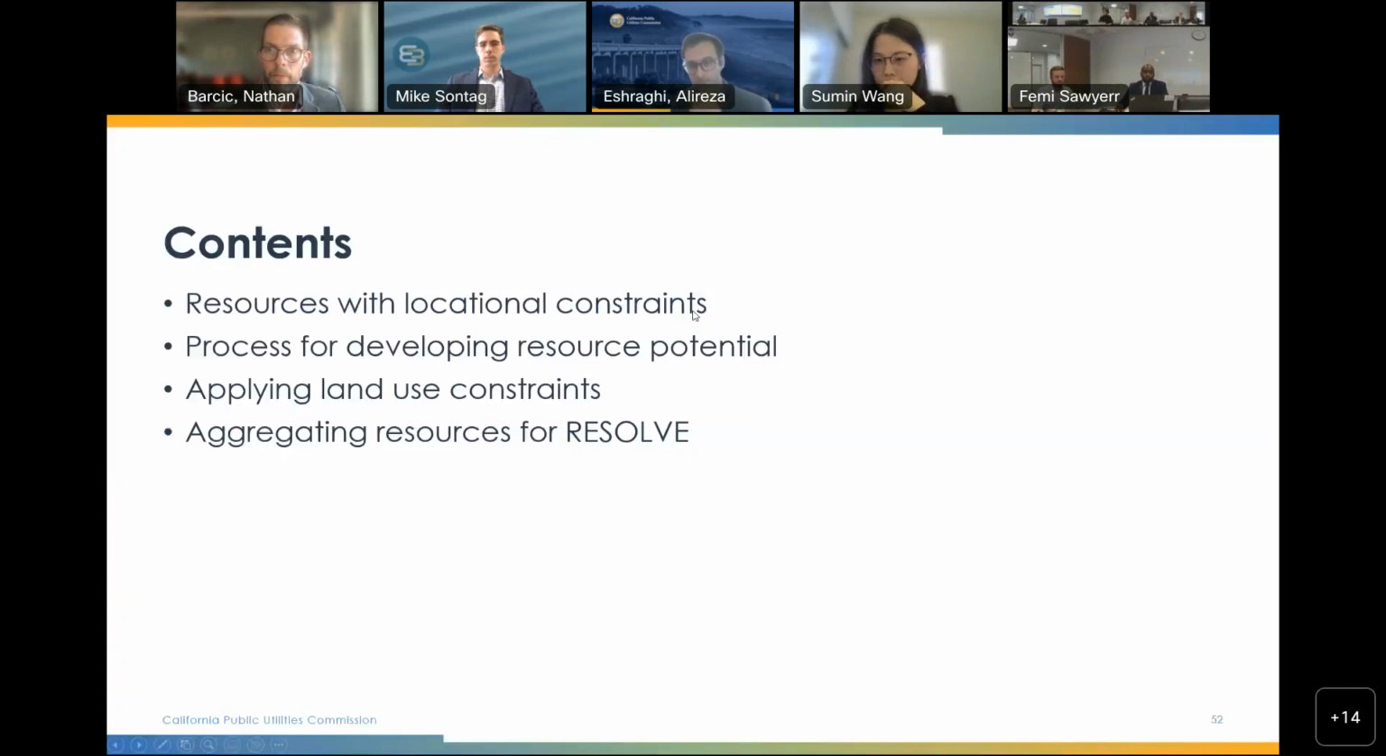Next slide, please. So this mostly covers what we're going to be discussing today, essentially talking about how we generally characterize resources with locational constraints, followed by the process for actually developing the resource potential for those particular resources, the process of applying the land use constraints, and then how those resources are aggregated and resolved and represented as RESOLVE resources. And then we do go into some discussion about the potential land use screen updates we're looking to do in this cycle of the inputs and assumptions. Next slide.